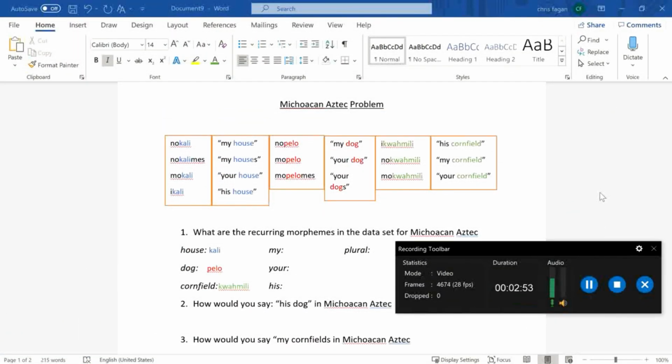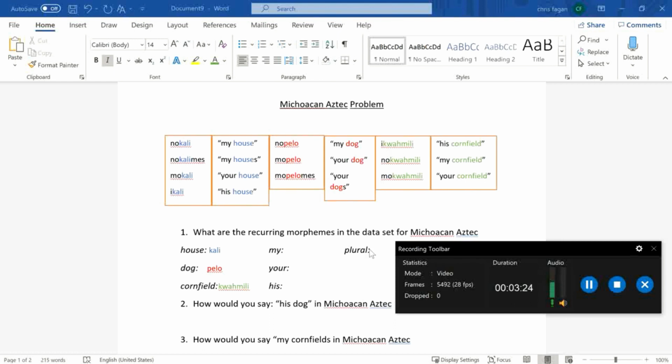Okay, so I have gone and I have identified all of the different recurring morphemes for these roots and these words just by doing that same process. Every time I saw the meaning dog, I also saw the morpheme pelo right there. And every time I saw the meaning cornfield, I also saw the morpheme quamili. I didn't see any changes in that. Sometimes we might see some changes in other data, but in this data, it's pretty straightforward.